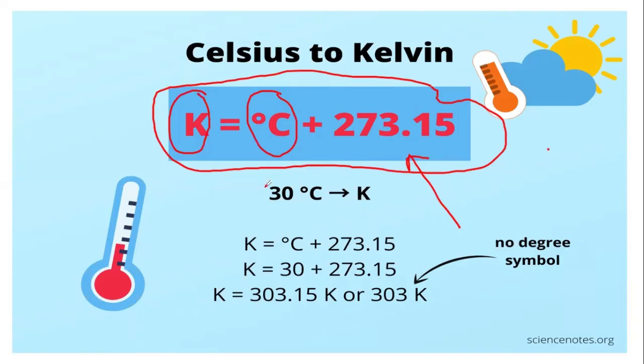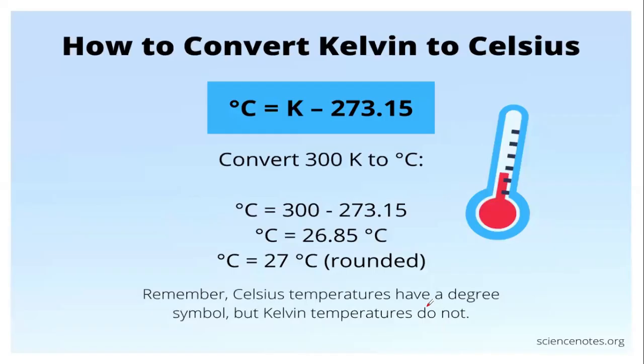Meaning when you're given degrees Celsius, you just place them in there and then you add this constant to get your temperature in Kelvins. So if I want to convert 30 degrees to Kelvins, I'll just put 30 degrees here and then add the 273.15. What I'll get will be my Kelvins, which you can also round off to just 303 Kelvin.